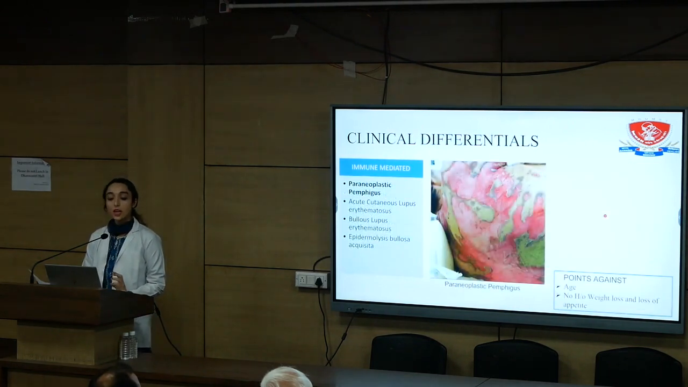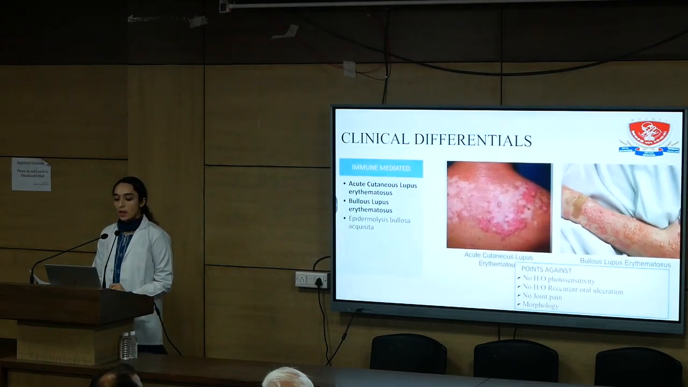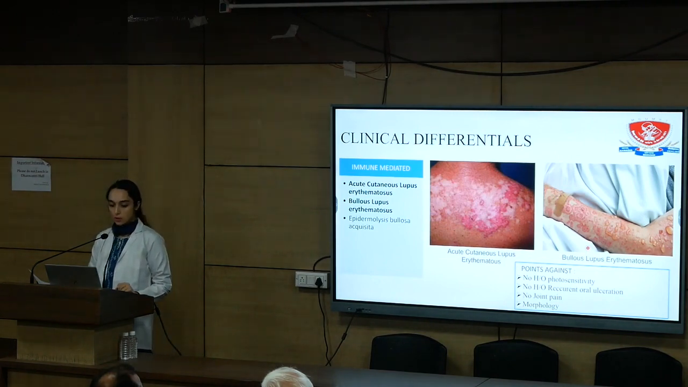The next condition which can mimic our case was paraneoplastic pemphigus. So the points against this was the age of the patient. This usually occurs in the older age group. And we can also clinically rule this out as there was no history of weight loss or loss of appetite in our patient. Then the next two are the acute cutaneous lupus erythematosus and bullous lupus erythematosus. Both these conditions will have the history of photosensitivity, recurrent oral ulceration and joint pain, which was absent in our case. And also the typical morphology of the lesion being the dusky erythematous lesion, which is very unlikely in these two cases.